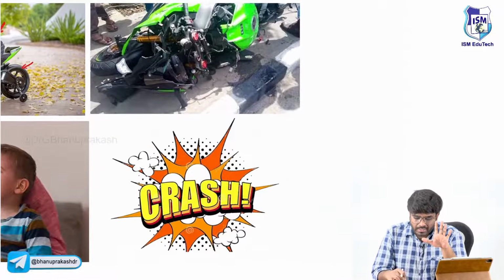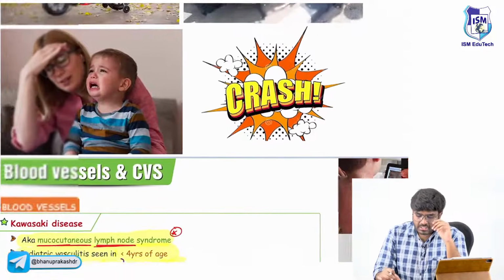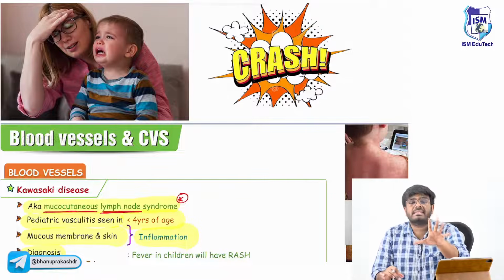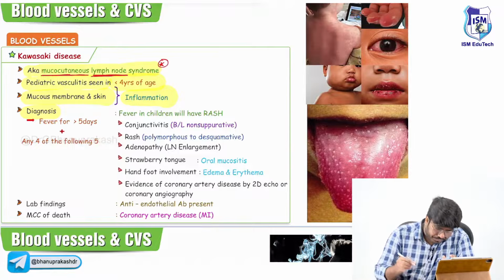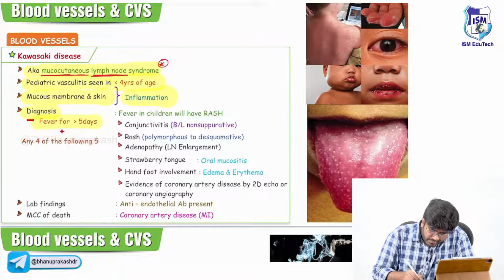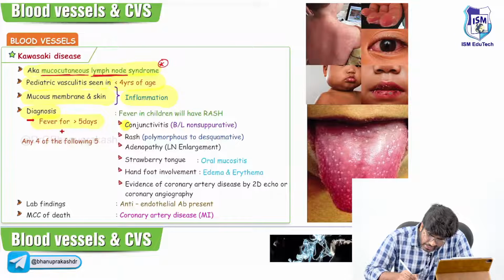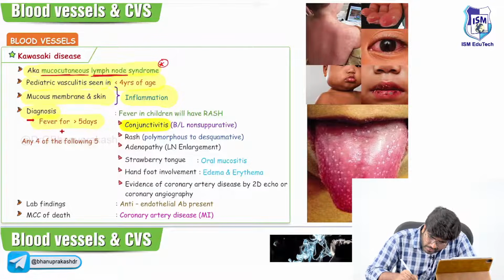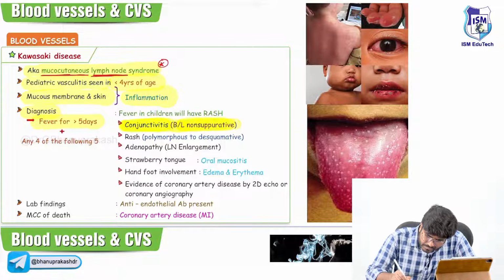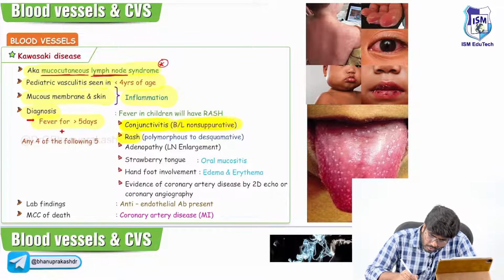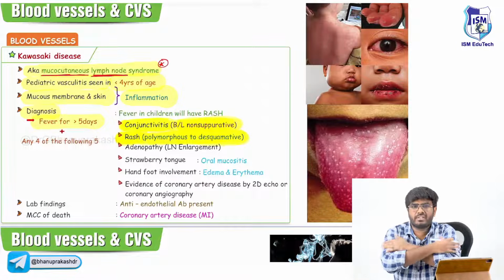Now what happened? He is having a crash. What exactly does this crash stand for? That's for the diagnosis. See, how to put the diagnosis of Kawasaki disease? The patient is going to have CRASH. C, conjunctivitis: bilateral, non-suppurative conjunctivitis. There will be a rash: polymorphous, polymorphous to desquamative. Just remember the rash, the patient is going to have a rash on the skin.